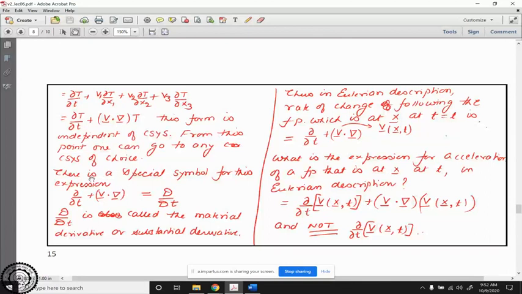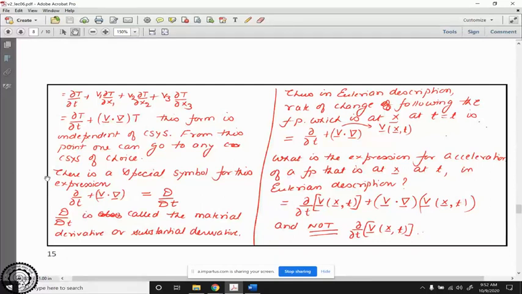All right, I will take one more minute and then I will wait for some questions. There is a special symbol for this whole expression that you see here. It is denoted by capital D by Dt in fluid mechanics. So capital D by Dt is a new operator, which is the sum total of partial with time and the advection operator. It is also called the material derivative or substantial derivative.